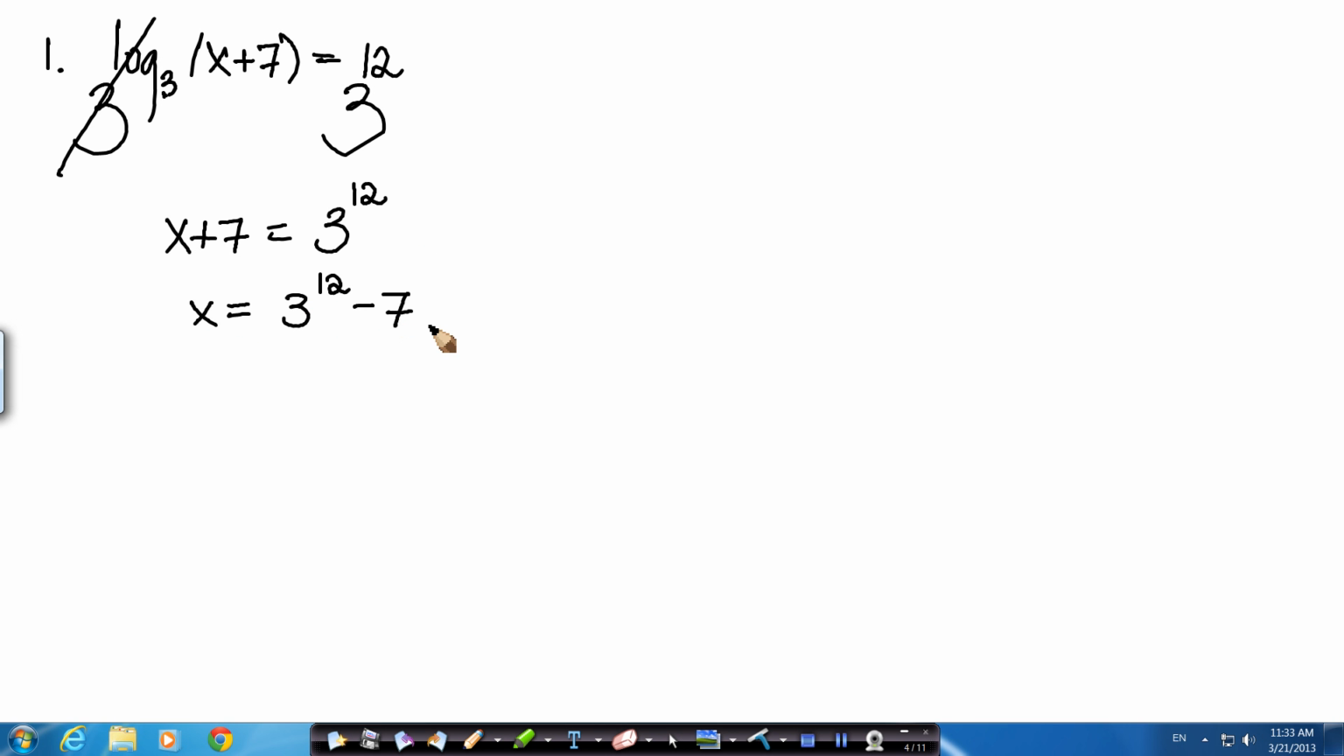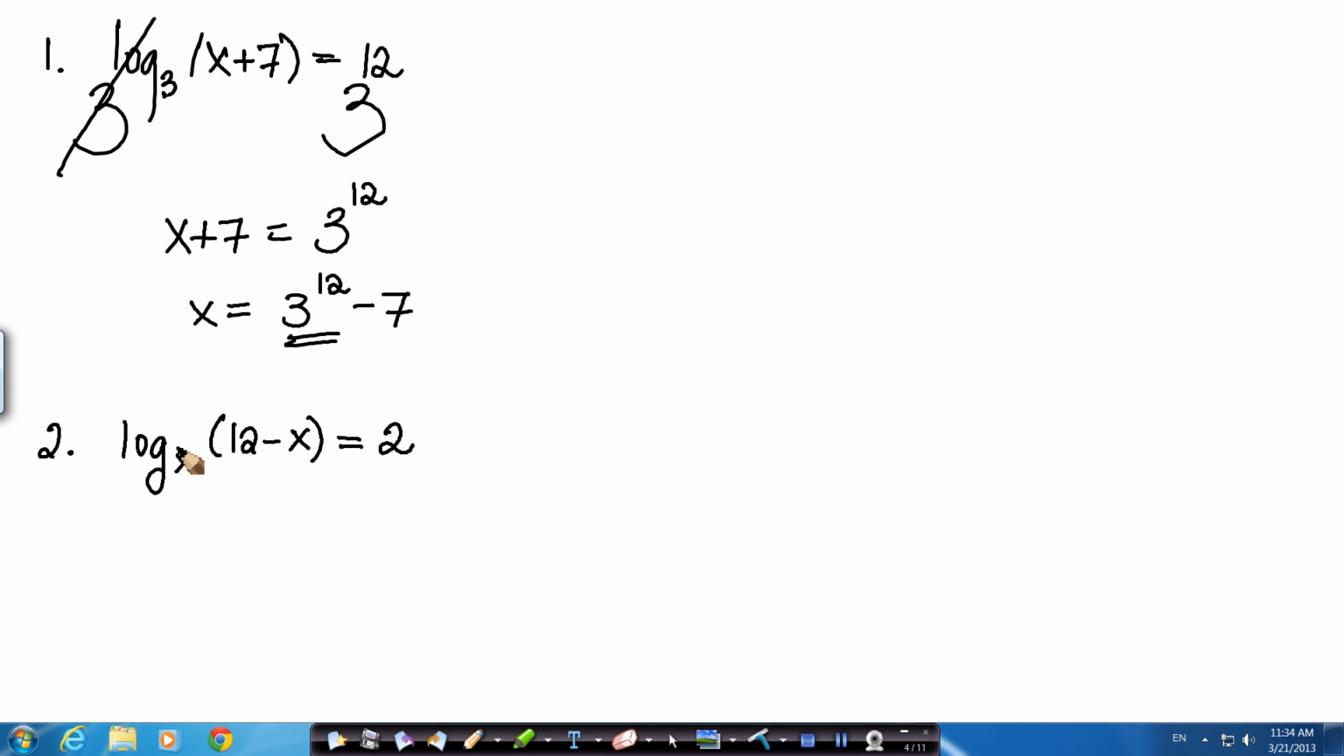So x must equal whatever 3 to the 12th is minus 7. Now, I don't have a calculator with me, so I'm going to leave it up to you guys to determine what 3 to the 12th would be. Well, what happens if, second one, let's try, what happens if you have the variable in the base? So we have the log base x of 12 minus x equals 2.